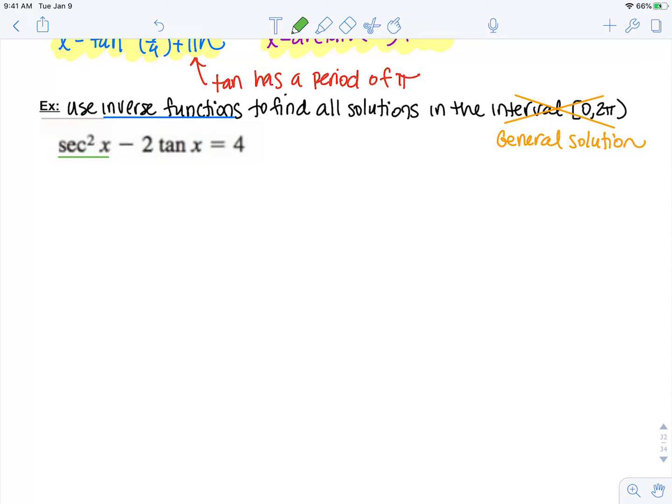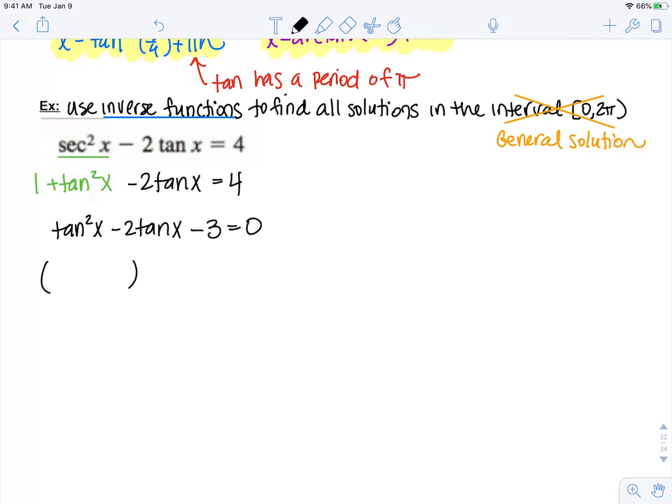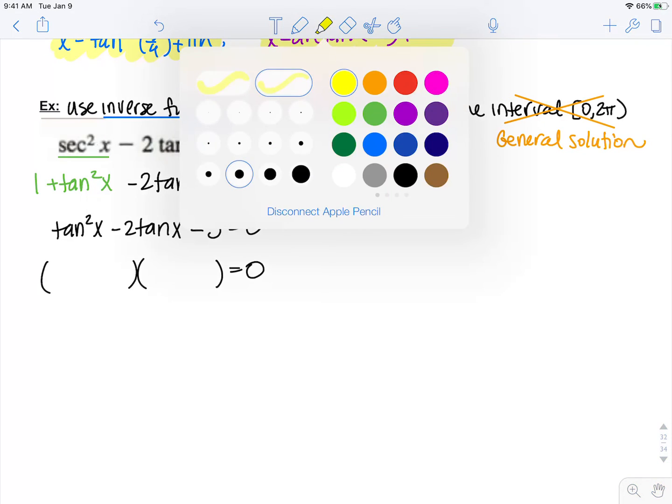I can use a trig identity to change secant squared x into 1 plus tangent squared x, minus 2 tangent x equals 4. And if I get this equal to 0, I have tangent squared x minus 2 tangent x minus 3 equals 0. So hopefully when you look at this, you recognize this as a quadratic trinomial in terms of tangent. And we factor quadratic trinomials by guess and check.